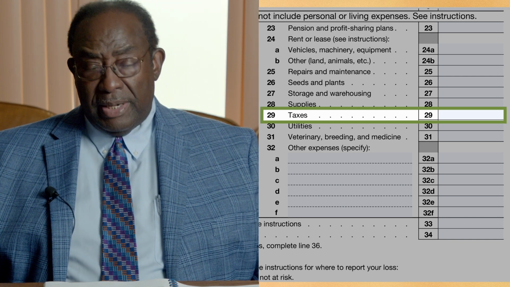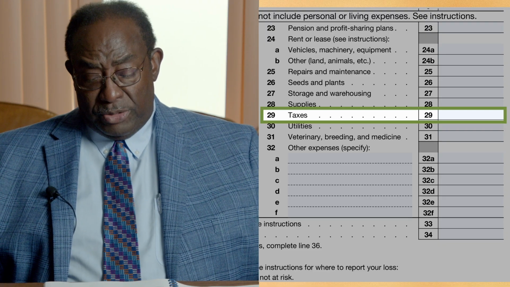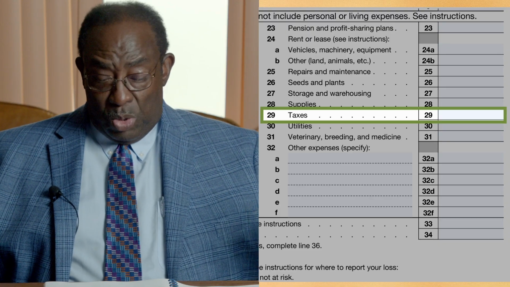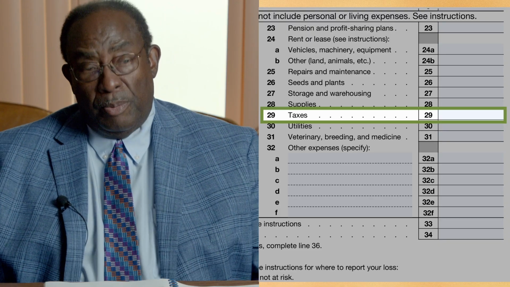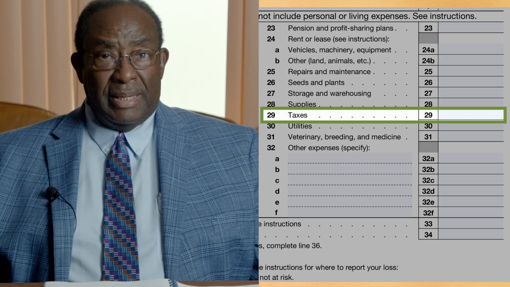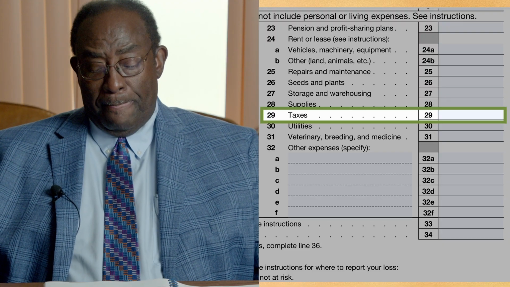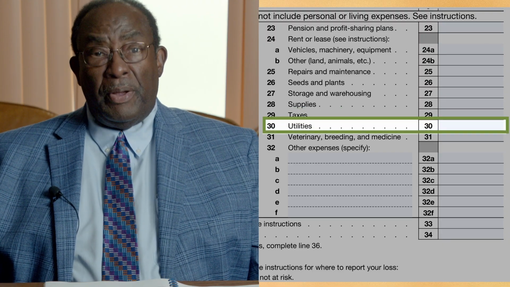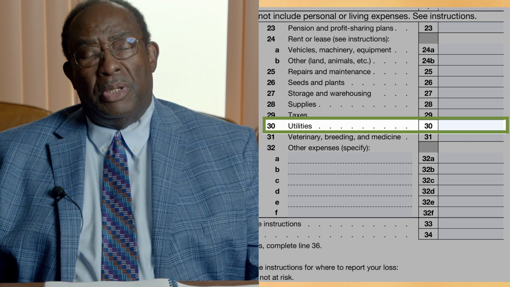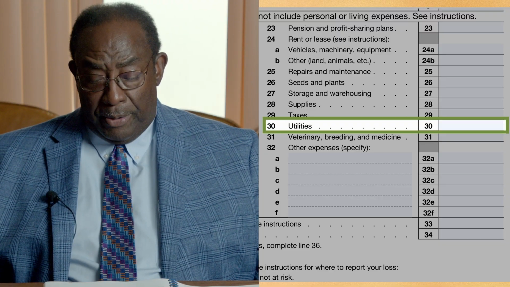The only things that go there are real estate taxes, personal property taxes on your equipment, farm taxes, those kinds of things. Not income tax, not state income tax. Those don't go there. Just real estate taxes, personal property taxes, and car tags, truck tags for your vehicles, all that stuff. It goes right there on the tax line, okay? On line 29. Line 30, utilities. Utilities can include your phones, light, gas, water, all that goes right there on line 30.